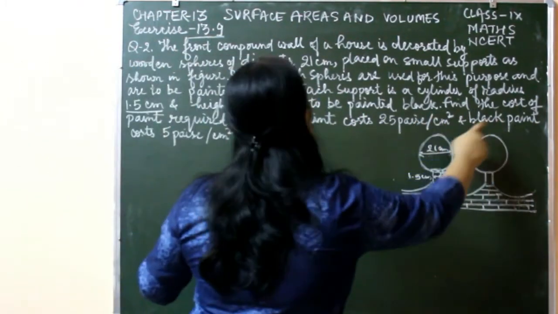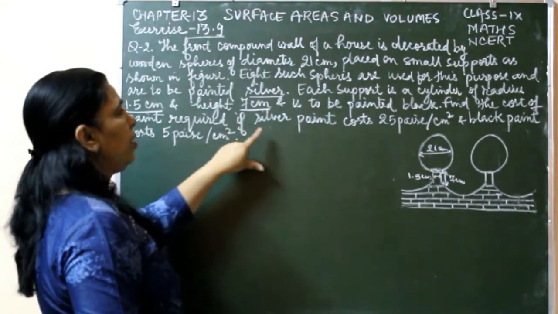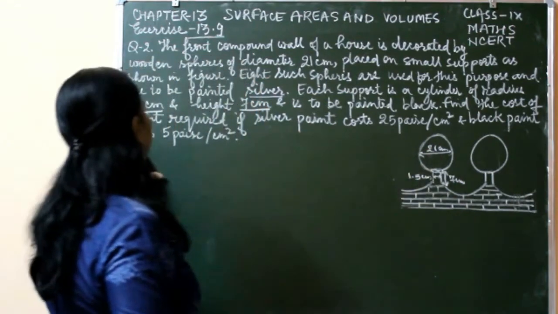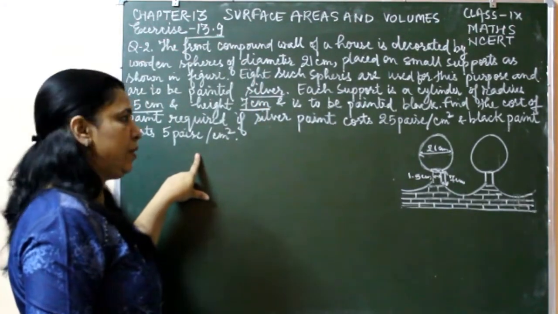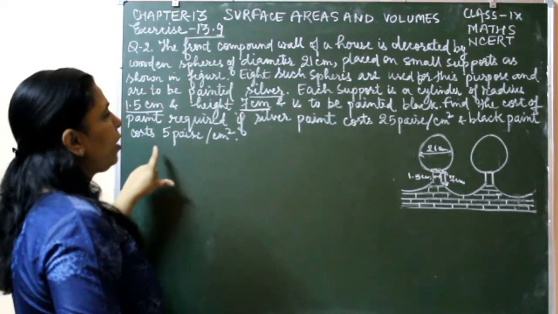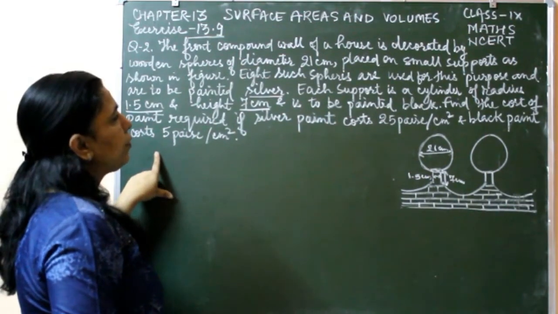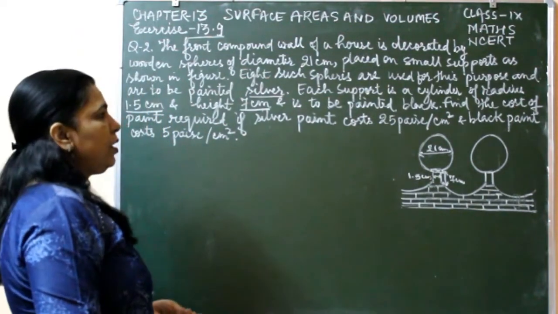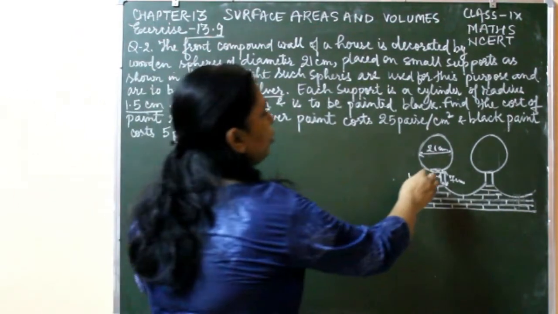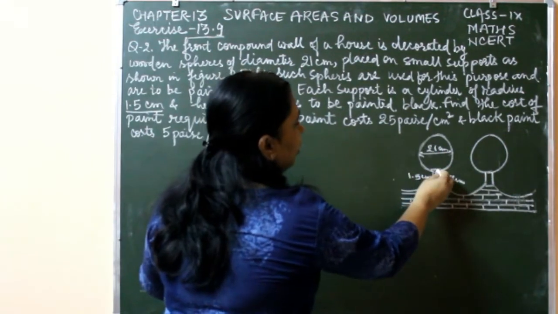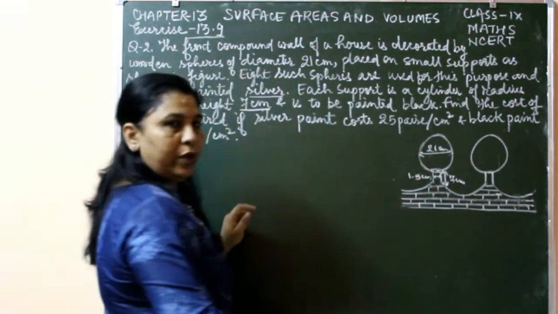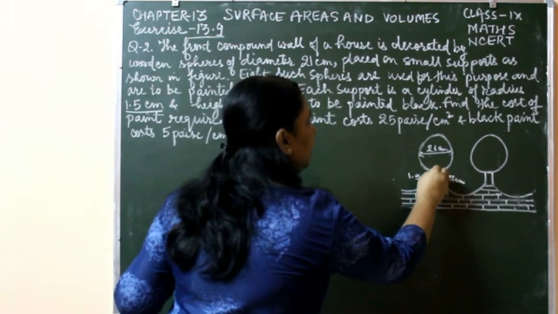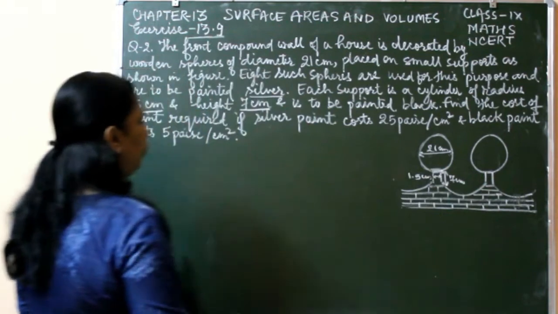You have to find the cost of the paint required if silver paint costs 25 paise per centimeter square and black paint costs 5 paise per centimeter square. To find out the cost of silver paint, first of all we will find out the area to be painted silver. Now area to be painted silver will be this area of the sphere minus the area of this circle, that is of the support.